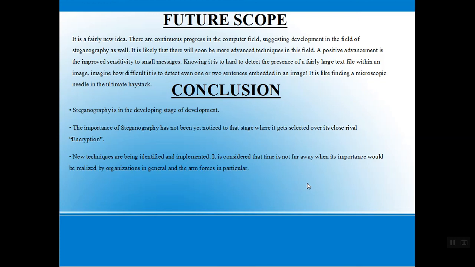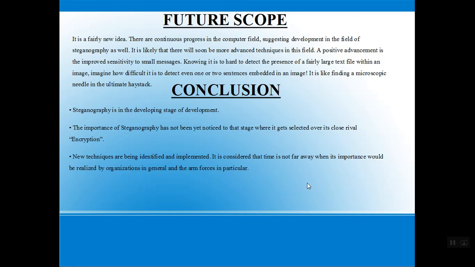Now let us see what are the future scopes. It is a fairly new idea. The continuous progress in the computer field suggests development in the field of steganography as well. It is likely that there will soon be more advanced techniques in this field. A positive advancement is the improved sensitivity to small messages. Knowing it is hard to detect the presence of a fairly large text file within an image, imagine how difficult it is to detect even one or two sentences embedded in an image. It is like finding a microscopic needle in the ultimate haystack.